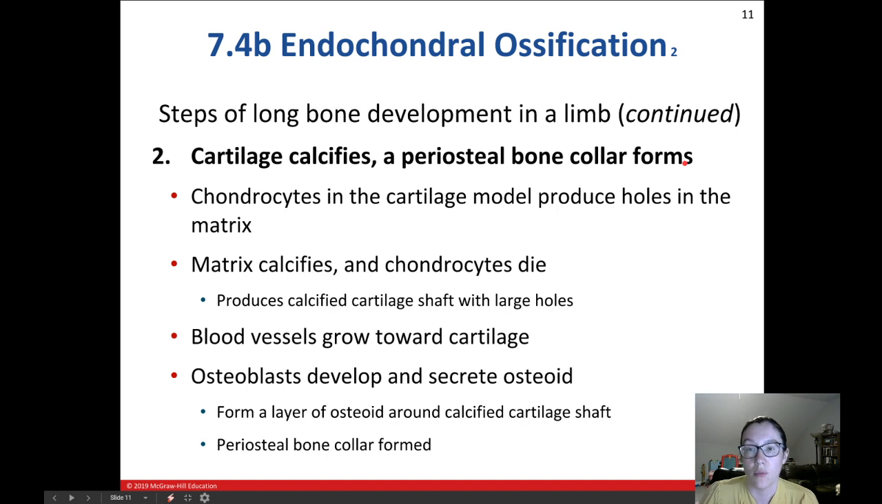Cartilage is not normally supposed to calcify, so it's not really that healthy for cartilage. The ground substance is normally semi-solid, and it doesn't usually calcify.